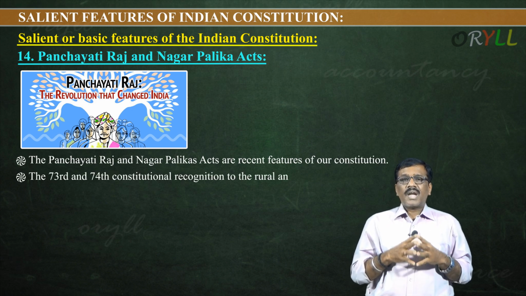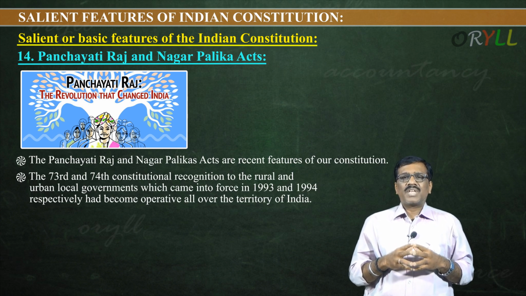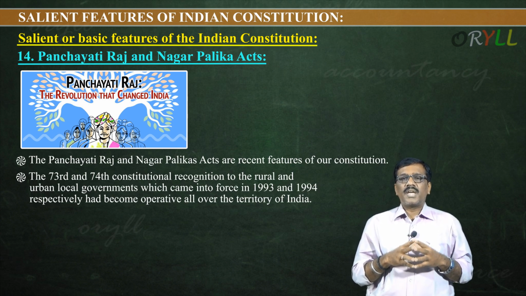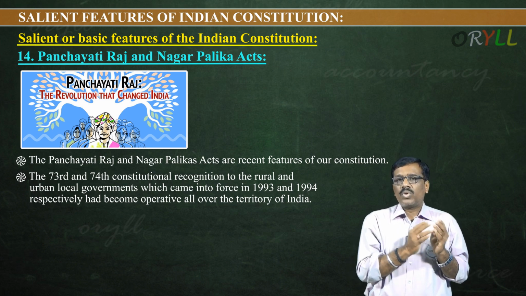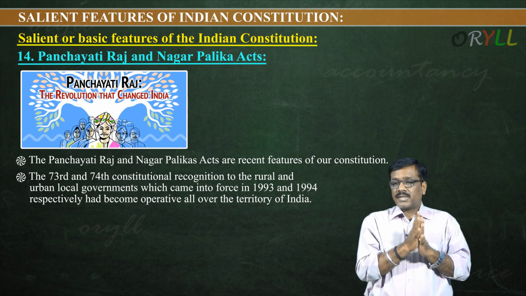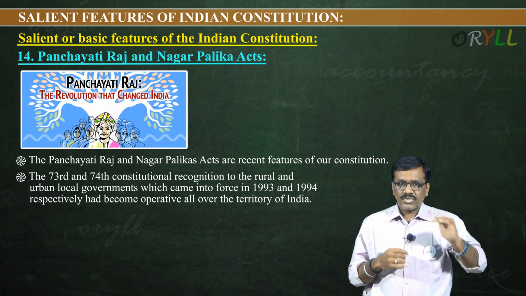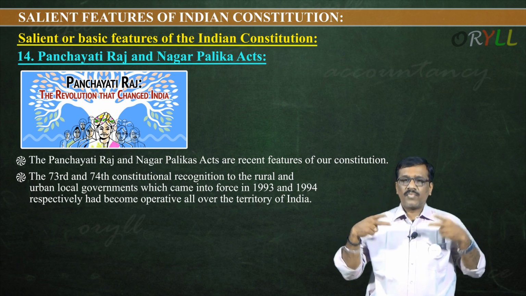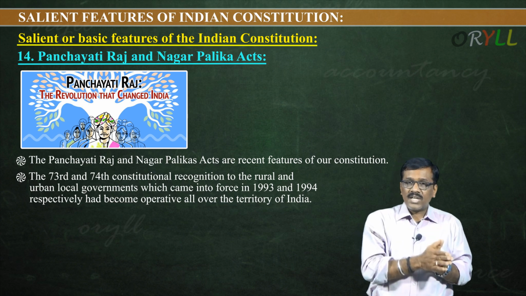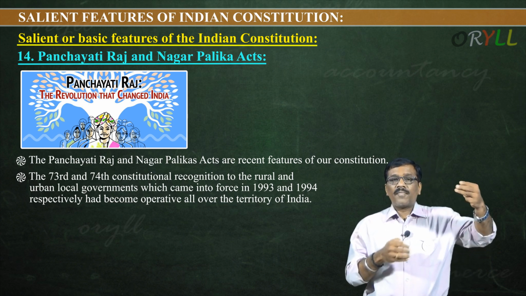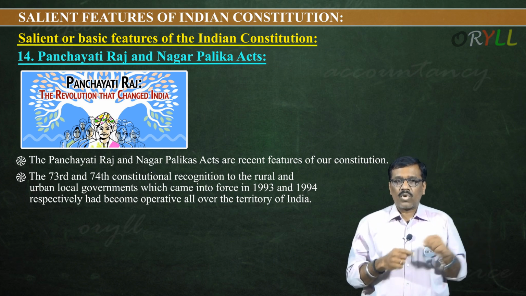The 73rd and 74th constitutional amendments gave recognition to the rural and urban local governments, which came into force in the years 1993 and 1994. Actually, our Constitution provided only for a federal set-up, a union government and the state government. Only two tiers of government. But through the Panchayat Raj and Nagar Palika Acts of 1993 and 1994, we have got the local government, that is, the third tier, as we call it.